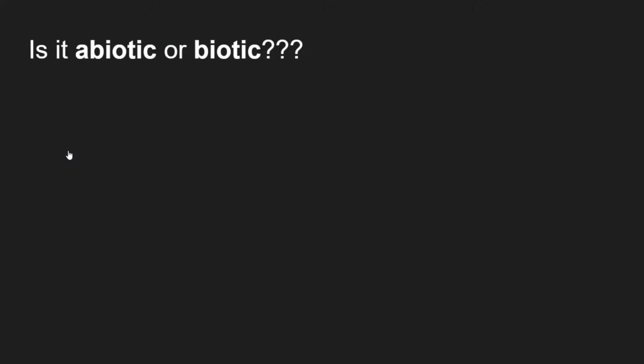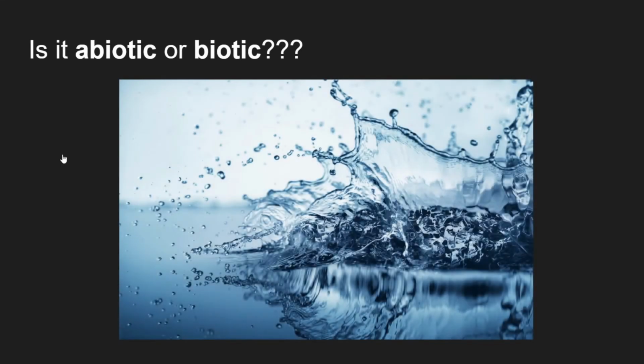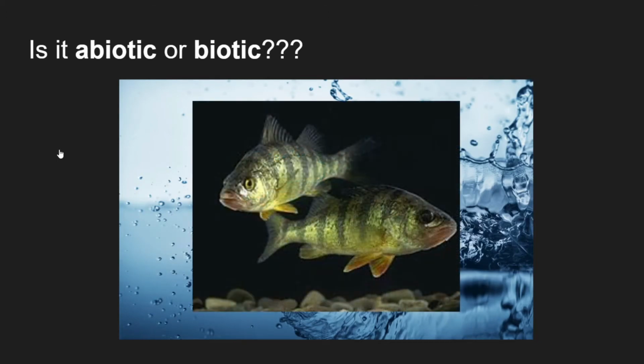So I'm going to pull up some pictures of different things you would find in nature, and I want you to decide whether it's abiotic or biotic. If you have a little pen and paper, you can write down your answers and we'll check them at the end. So first one is water, just pure water. Is it abiotic or biotic? What about fish? Abiotic or biotic?